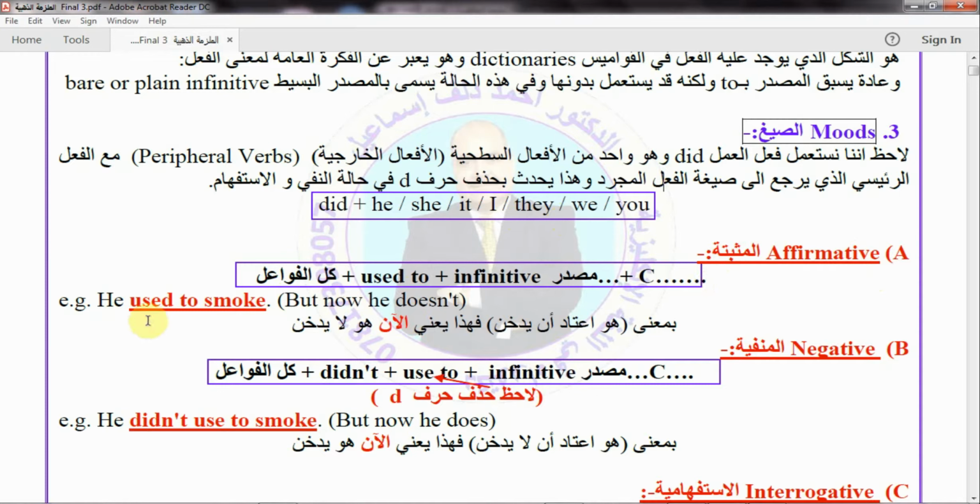For example, he used to smoke, but now he doesn't. بمعنى هو اعتاد أن يدخن في الماضي، فهذا يعني الآن هو لا يدخن. هذا هو شغل used to.